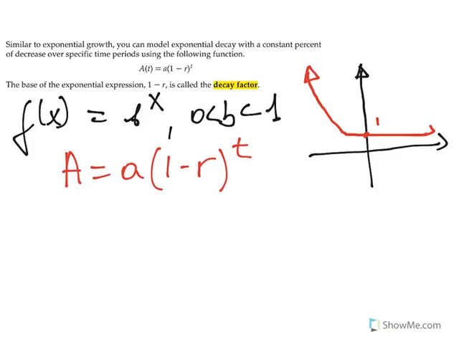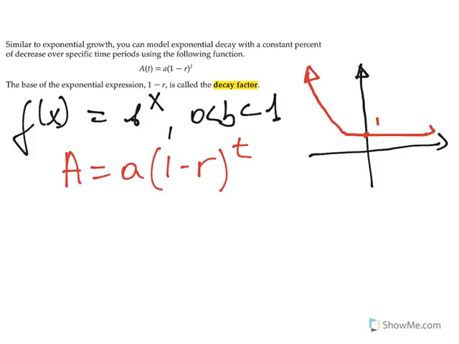Let's review a little bit the previous lesson. 1 plus r is called the growth factor, as you remember, and we use the growth factor a lot in real life problems. In this case, since we have 1 minus r, we are going to deal with exponential decay problems. And we are going to see a couple of exercises and word problems where we can use exponential decay in real life situations.